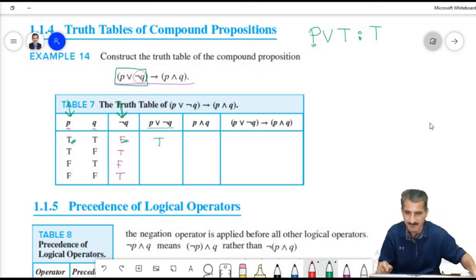Now, true or true is true. False or false, this is the only case it is false. False or true is true.